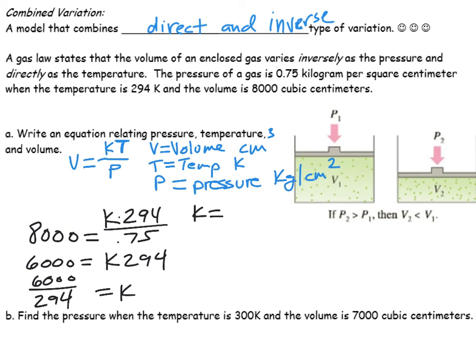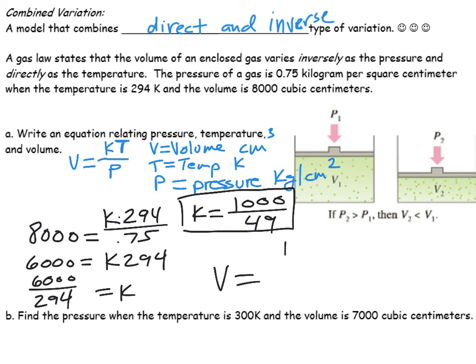However, I'm going to do some simplifying here. Both of those numbers are divisible by 6. I am going to leave an exact answer, but I just reduced it. Biggest factor they had in common was 6. So now I found K. By the way, if you were to divide that out, it's a little bit over 20. All right, there's your function. Volume is 1,000 over 94 times temperature over pressure. And again, we've got those two variables on the right side, one of which the volume is directly related to, the other it's inversely related to.